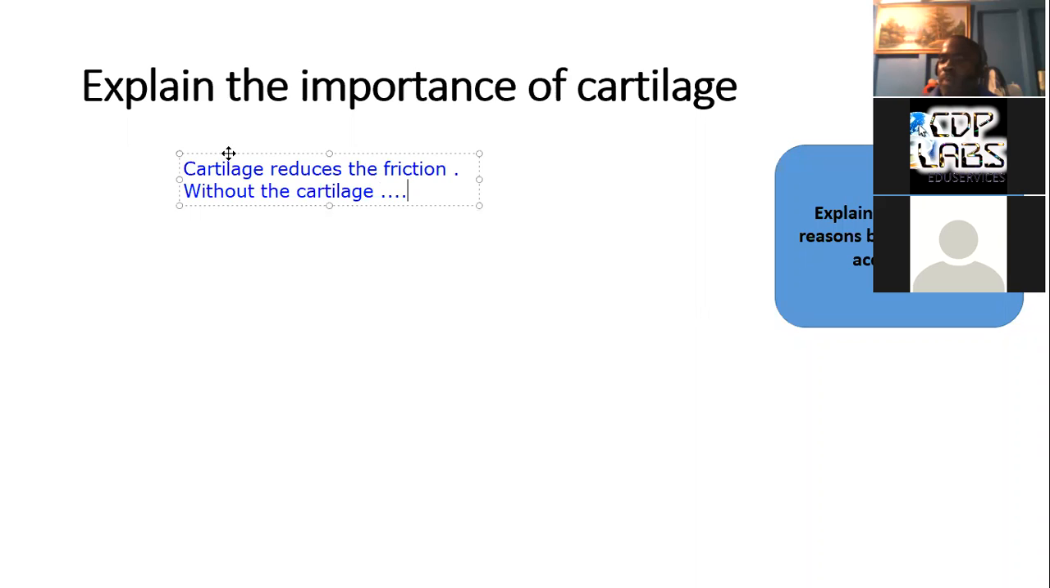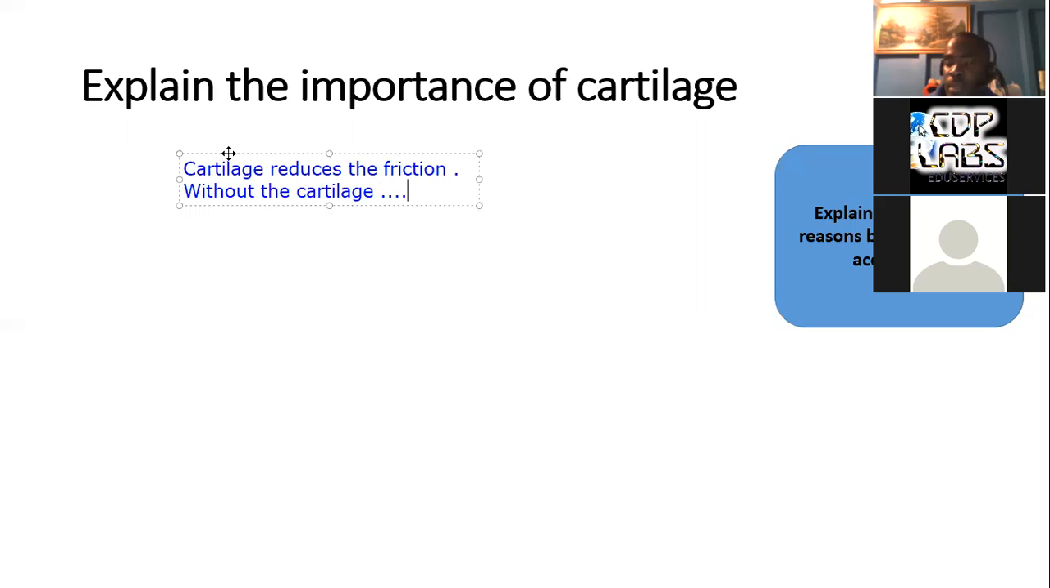Make sense? Now I'm saying you cannot just say cartilage reduces friction. That alone is not explaining the importance of cartilage. You have to go further and say, for example, without the cartilage, the bones will rub together, creating friction, which will produce heat, and this heat will destroy the bones. And hence, if the bones are destroyed, you won't be able to move properly. Is that clear?